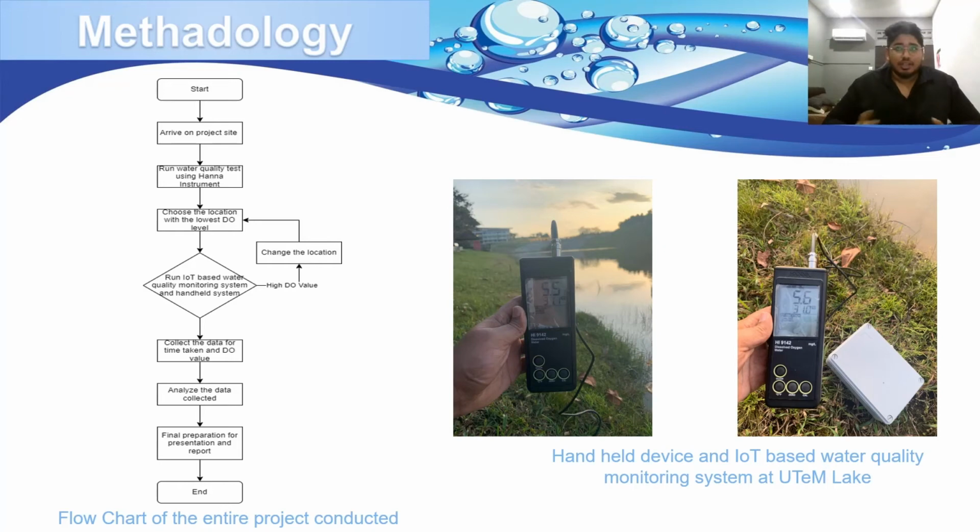And after choosing the location with the lowest dissolved oxygen value, I run my water quality monitoring system, which is then implemented in that place. If that place has a high dissolved oxygen value, then I have to change the location and choose a new one. After all that, I collect the data and the time taken to get the dissolved oxygen value for both instruments, the handheld HANA instrument and also my instrument. After that, I analyze the data collected and compare both sets of data, and then I move on to the final preparation for my presentation and also my report.